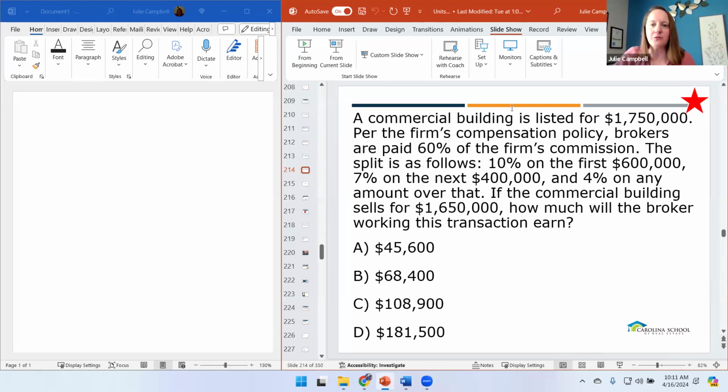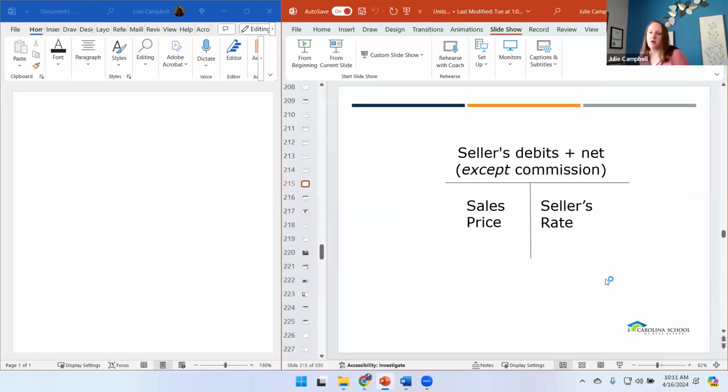So let's first look at our T-bar. Rate or percent always goes where? Always goes in the bottom right. In this case, the rate or percent that we're dealing with is the seller's rate. We will talk in just a second how we get to the seller's rate. The sales price is generally what you're going to be solving for. So what do you sell the house for in order for the seller to net X amount?